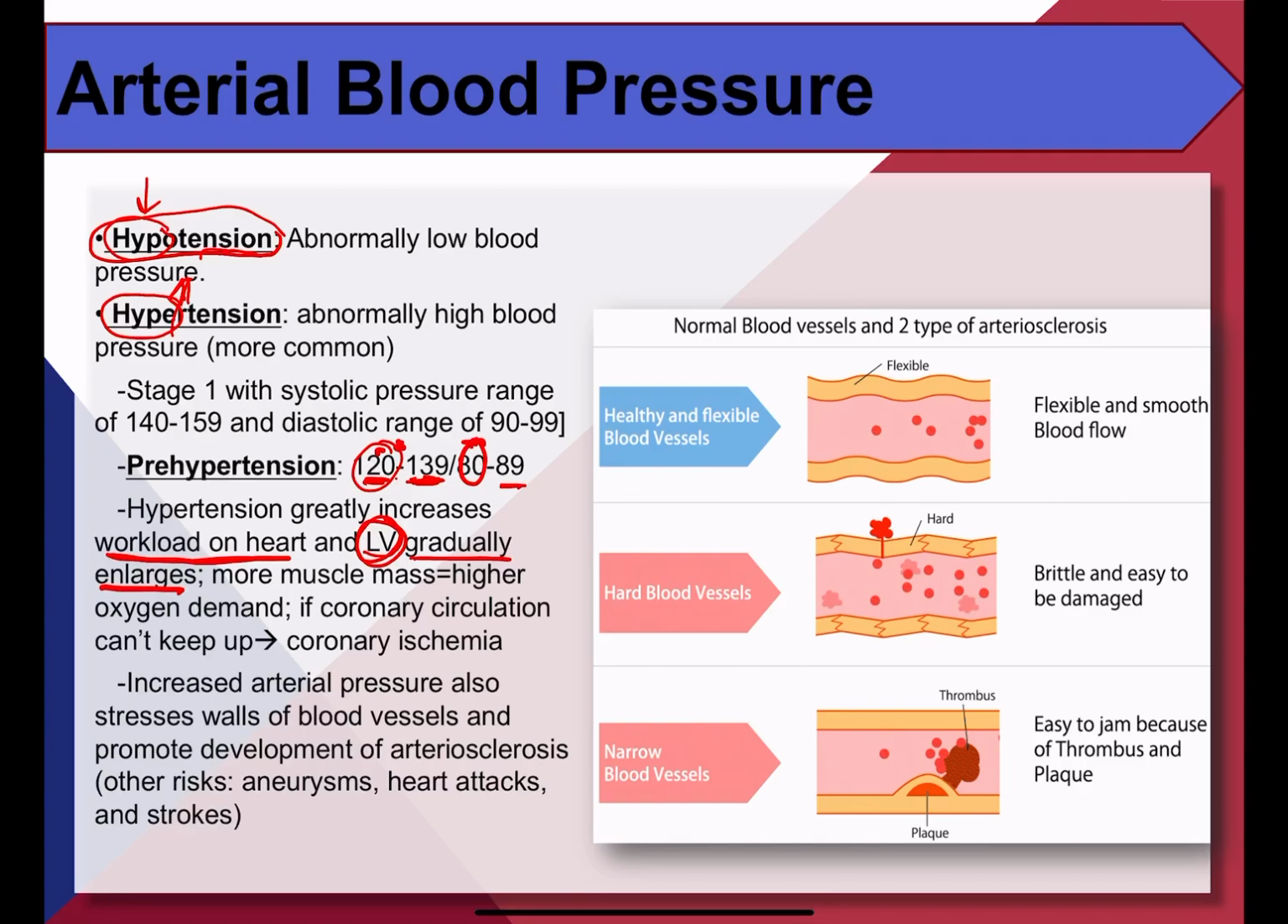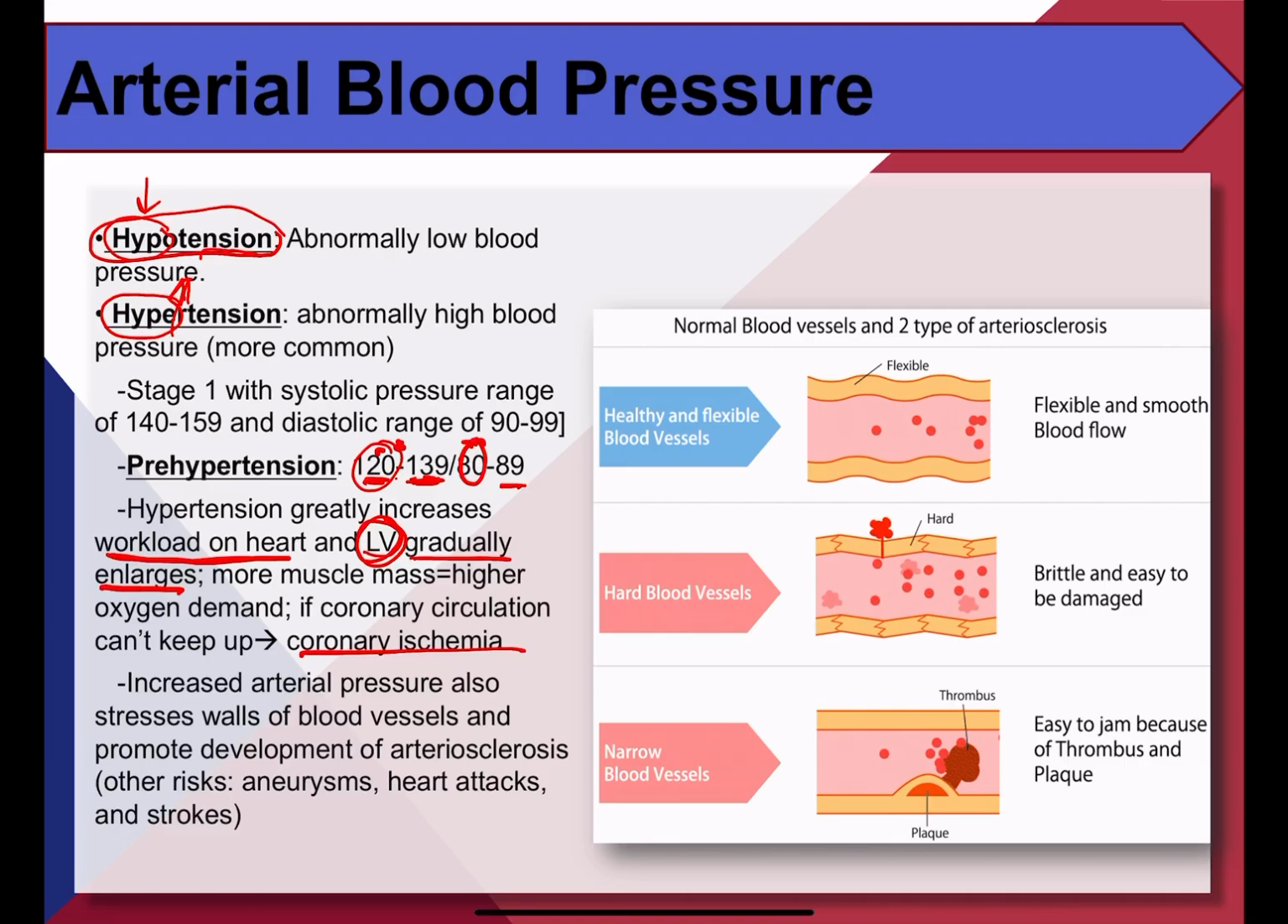The bigger the heart is, the more muscle mass it has, which means it will demand more oxygen. And if coronary circulation that's providing the heart with oxygen cannot keep up, it will end up with what's called coronary ischemia, that we talked about in the last chapter for the heart.